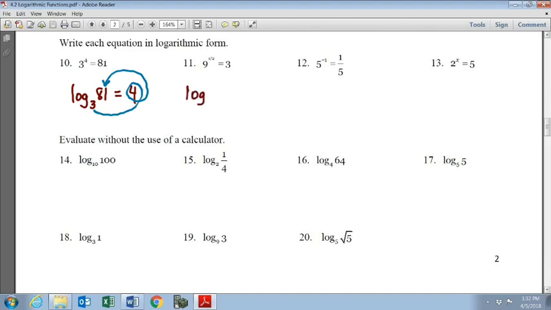Write log. The base here, that's going to be the 9. That's my little guy. And the exponent goes all by itself. And then the other number is what I call the answer. So again, I would encourage you to do 12 and 13 and then watch the video to get the answers. All right, so here you write log. Your base is 5. The exponent is negative 1, and the answer, that'll be 1/5.